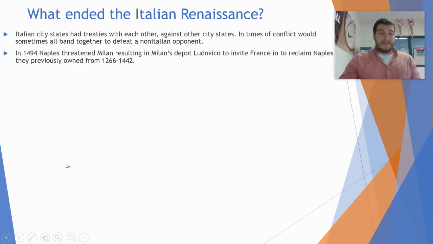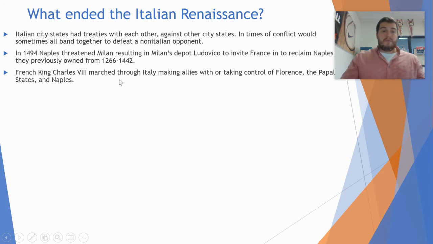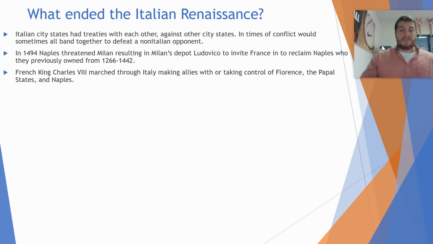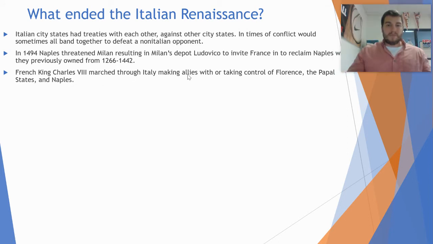So in 1494, two Italian city-states are going to threaten each other. And when Naples threatens Milan, Milan is going to invite France to come into Italy and basically say, hey, ally with us, and you can have the territory of Naples, which they used to own up until 1442. So France agrees. They march in. They take control of Florence, the Papal States, which is who the Pope sees over, and Naples. So they work their way into Italy. And remember, all these other people wanted control of Italy because of their geographic location, and you could make a lot of money off trade.